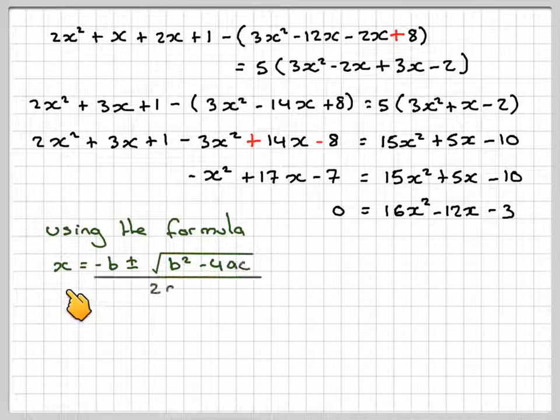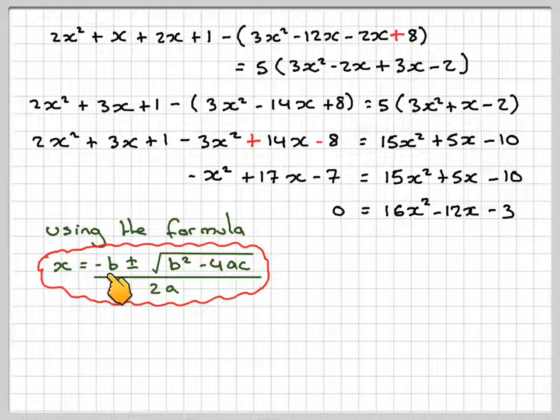So you should know the formula, but it's written on the exam sheet. x is minus b plus or minus the square root of b squared minus 4ac, all over 2a. So comparing with this, a is 16, b is minus 12, and c is minus 3.